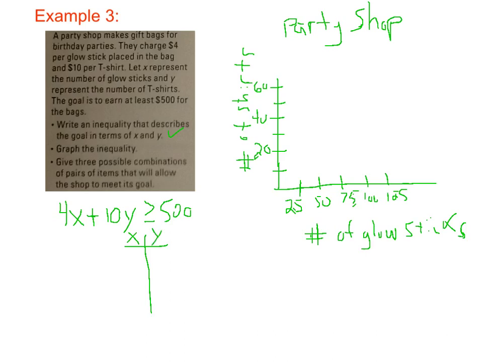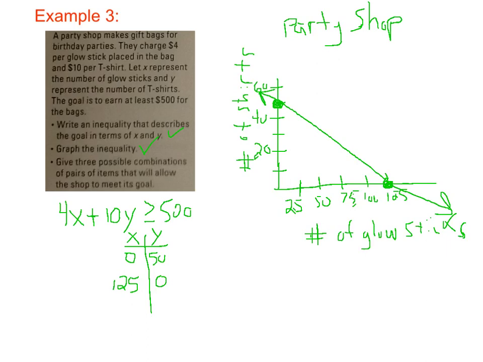And pick some values for x. I'm going to pick 0 for x. And when you plug that in, y would need to be at least 50. I'm also going to do the intercept method here, so I'm going to plug in 0 for y, and when you do that and work it out, x comes out to be 125. So I'm going to graph those 2 points. Draw a line through them. Okay. So I graphed that, and I drew a solid line because there was an equal to symbol in the inequality.